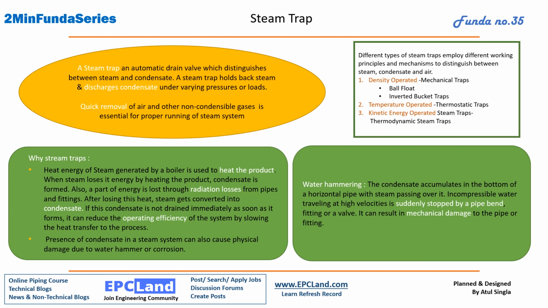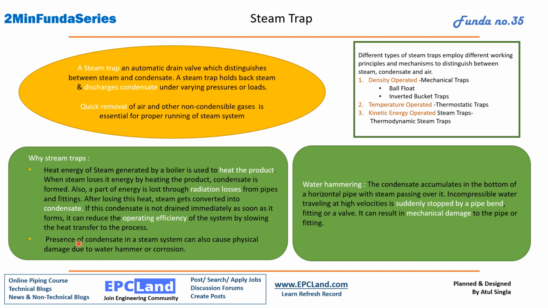This is one way of forming condensate. Whenever steam is used to heat the product, some condensate will be formed. Along with that, some condensate will be formed because of radiation losses. When steam is passing through the pipes, some radiation loss will be there, and then again condensate will be formed. So that's why we have condensate in the steam system. The main agenda here is to remove the condensate immediately as it forms, because if we don't remove it immediately, it will reduce the operating efficiency of the system.